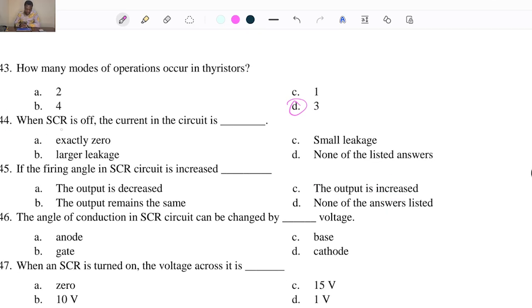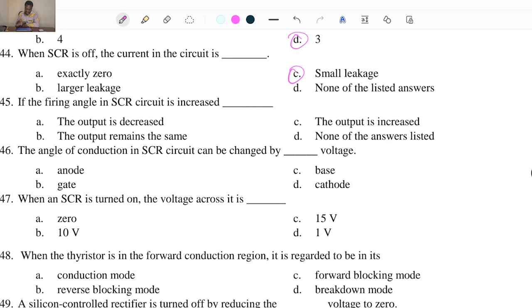Question 44. When a silicon control rectifier is off, the current in the circuit is, so the current here has to be lower than the holding current value. So it's not necessarily 0. I mean you have some small current. So we have some small leakage current. So the answer here, C.